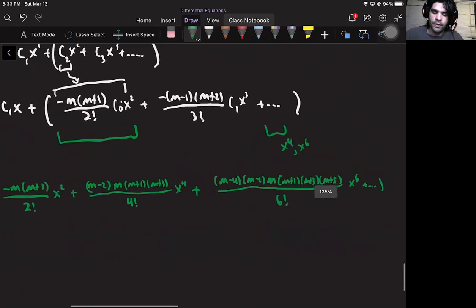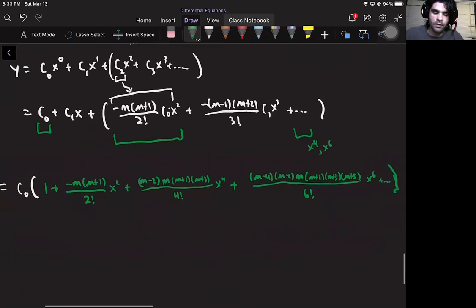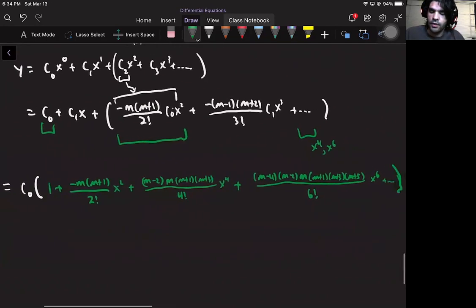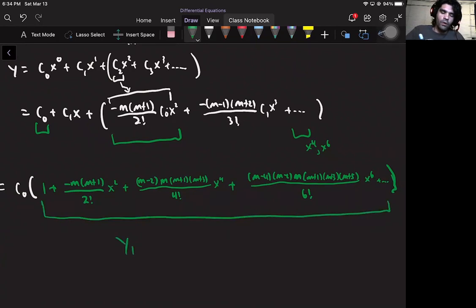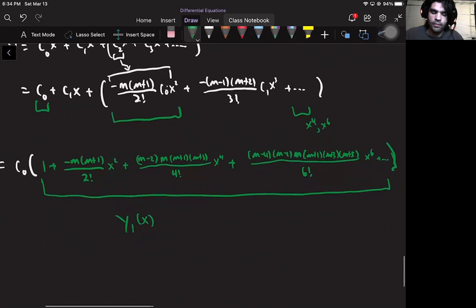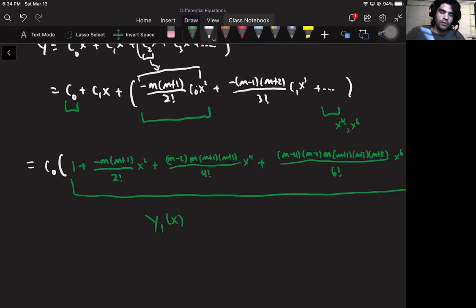So that is all, that's a whole power series on its own, and it's all being multiplied by C0. So I'm going to name that whole thing y1 of x, just so I can refer to it later. But then I'm going to also group up the odd terms. So those all go with C1s.